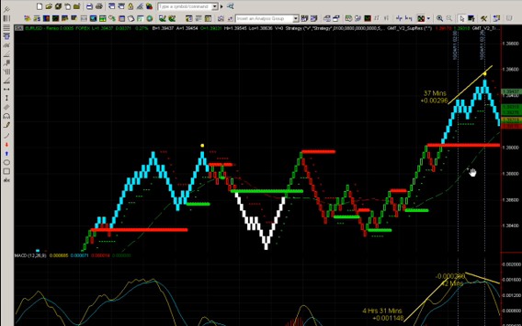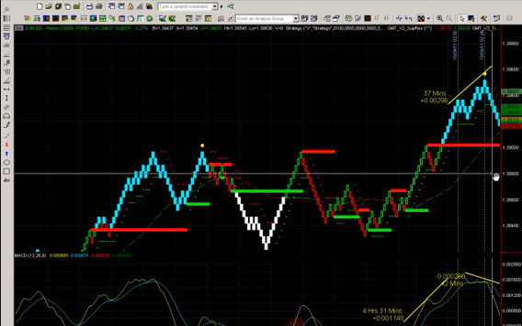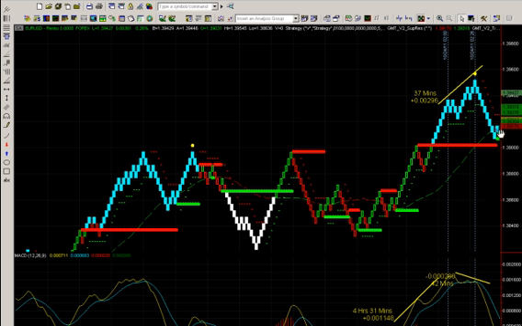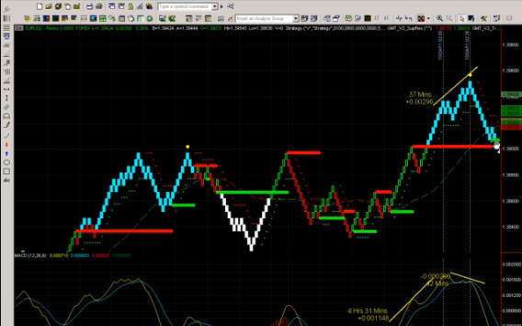So the other thing we want to do too is make sure that we have a confirmation to take the trade. So what we're using here is a close below the moving average. You can see there that our brick closes below the moving average. That's perfect. That gets us into the trade. So that's the catalyst for us to take the trade setup.